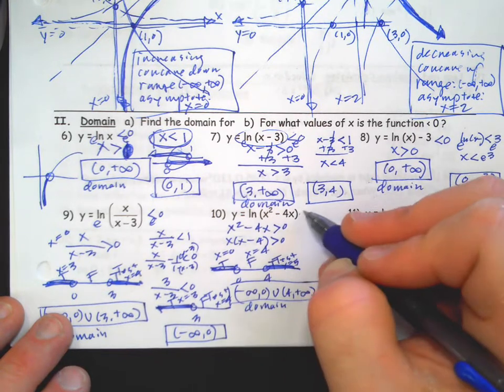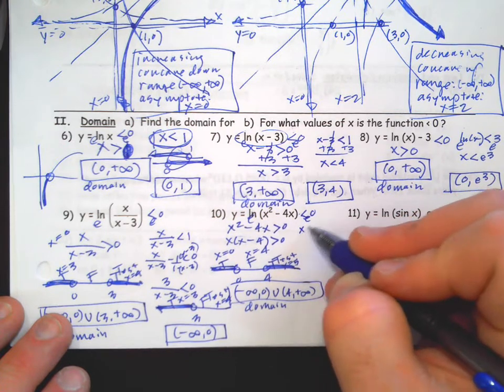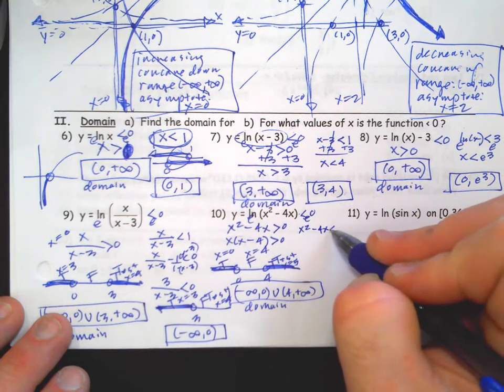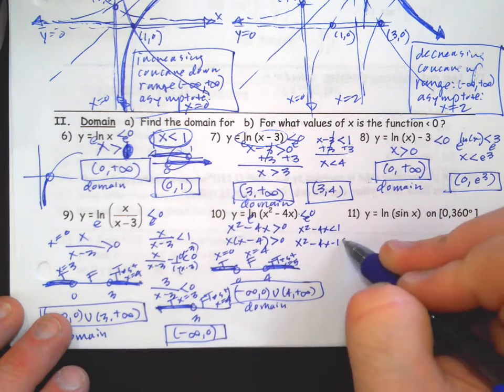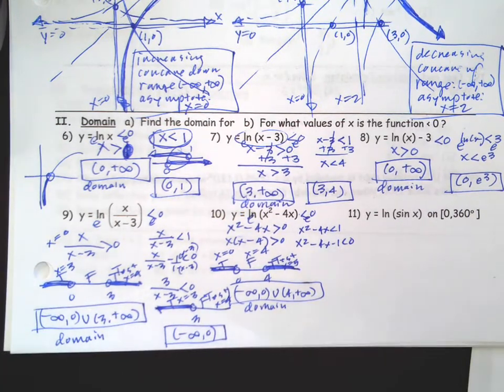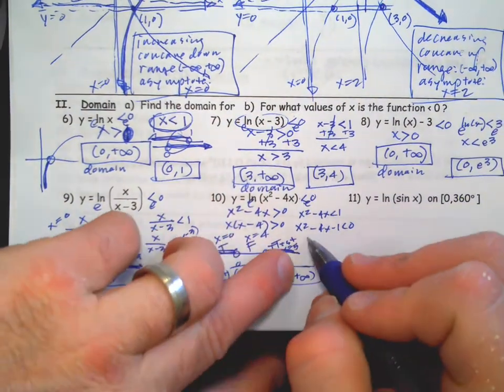Then we've got to say, well, where is this negative? Exponentiate both sides. x squared minus 4x is less than 1. Polynomial inequality, move everything to one side. And then we can't factor that, so it's going to get a little messy. We're going to do the quadratic formula.